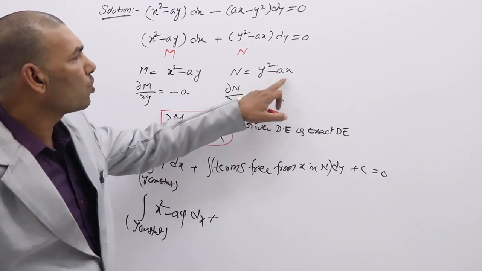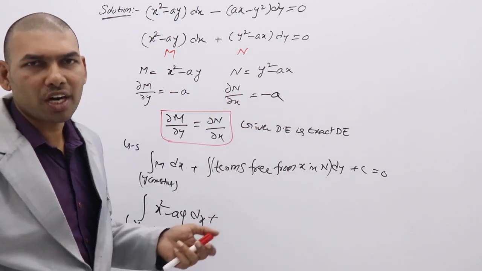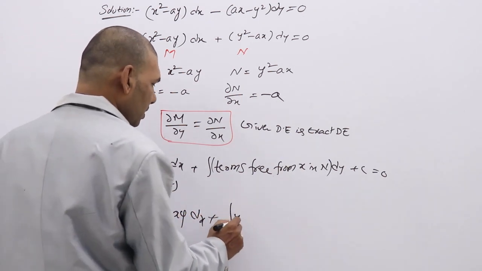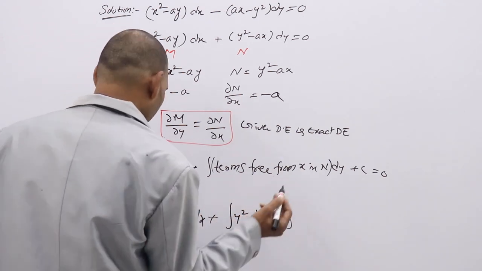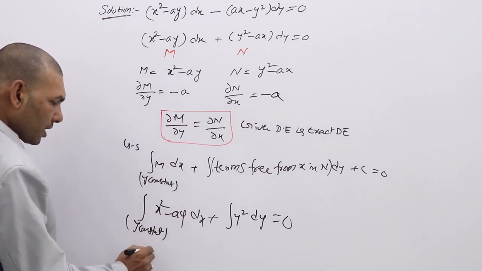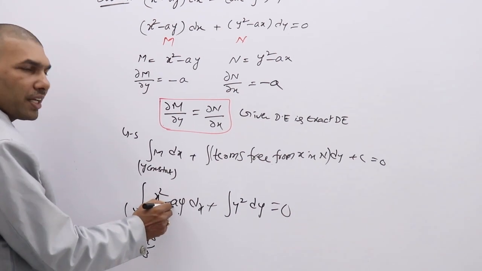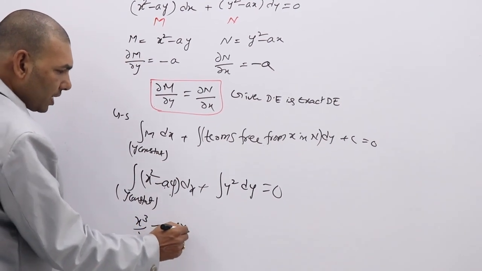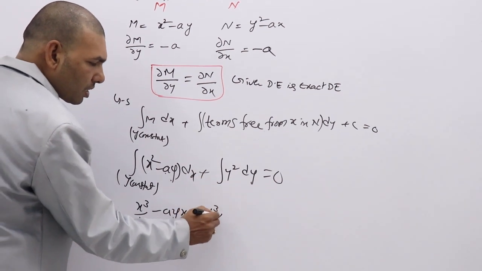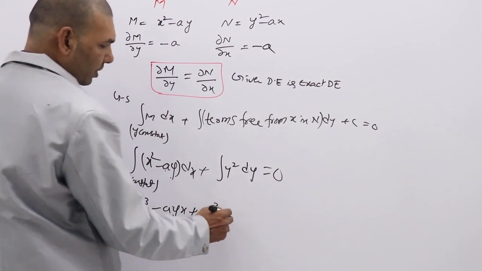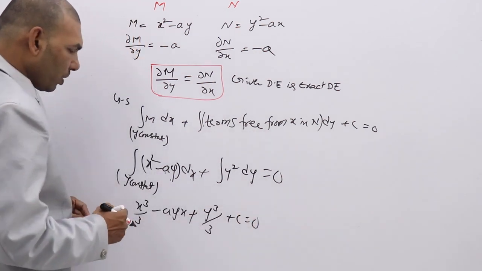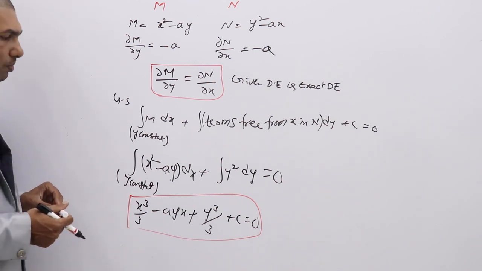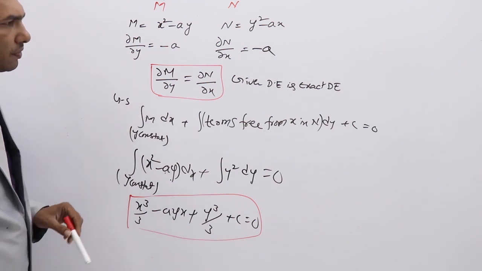In N we have two terms. Find out the term which does not contain x. In the first term you don't have x. Note down that one like this: integral y square dy. So now integrate: integral x square is x cube by 3. Here y is constant, a is constant. Integral 1 dx is x, so minus ax, plus integral y square is y cube by 3, plus c. So this one will be the general solution of the given differential equation, which is exact.